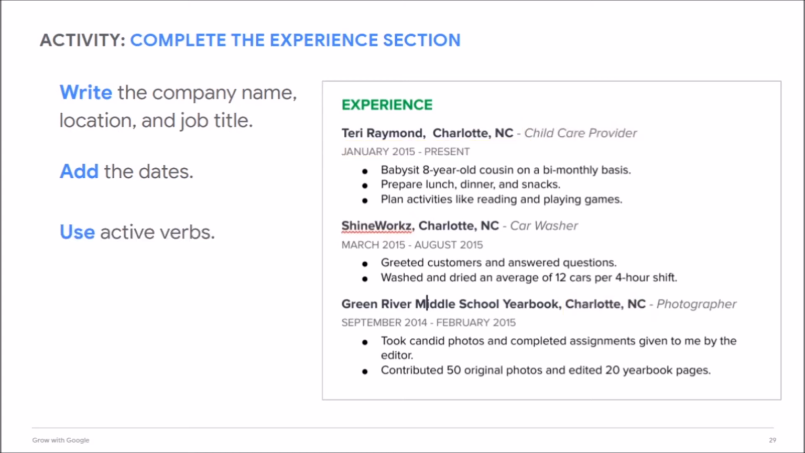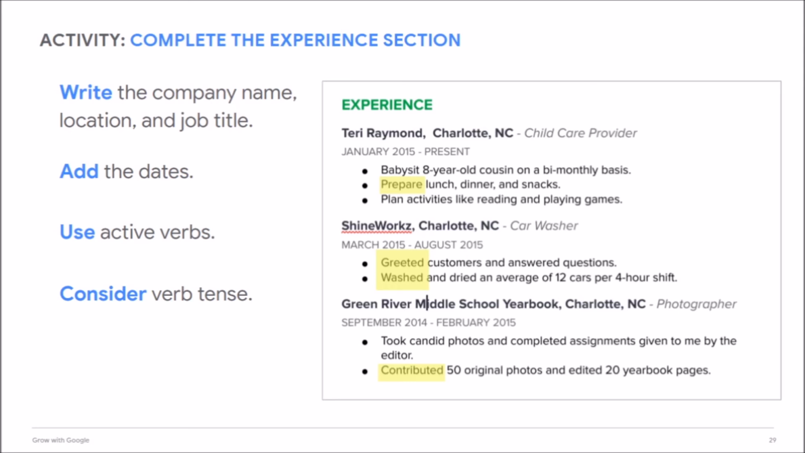Use active verbs to describe the actions that you performed. Examples of active verbs include managed, coordinated, created, founded, planned, built, tracked, and mentored. Notice in the example, active verbs include prepare, greeted, washed, and contributed. Next, think about your verb tense. Write in the present tense for work that you still do. For example, prepare is in present tense. Use the past tense for a job or project that has been completed. For example, here, greeted is in the past.